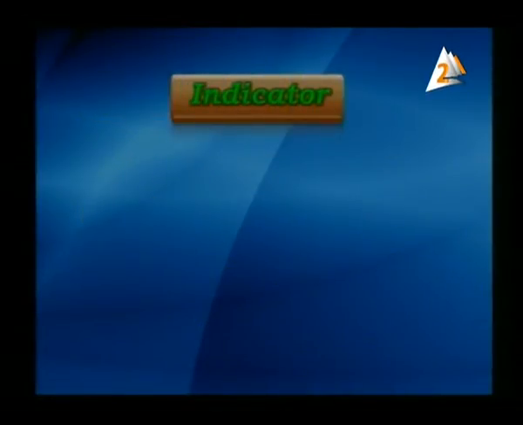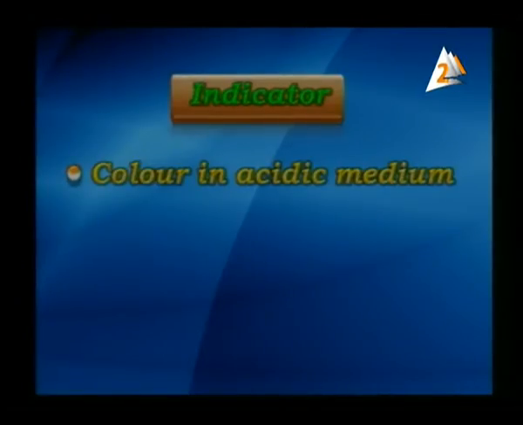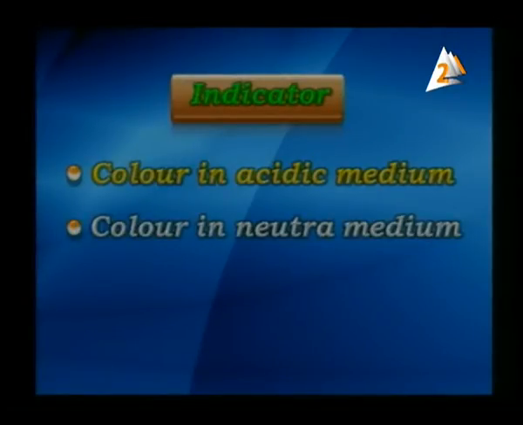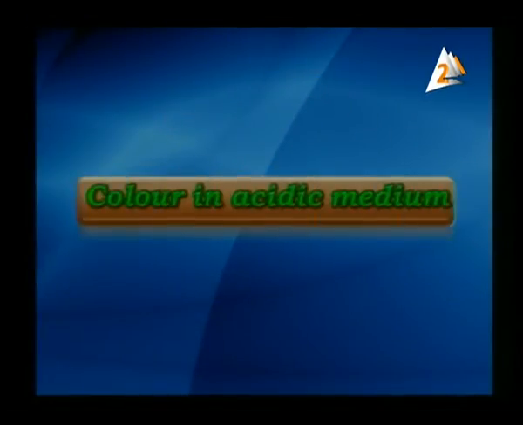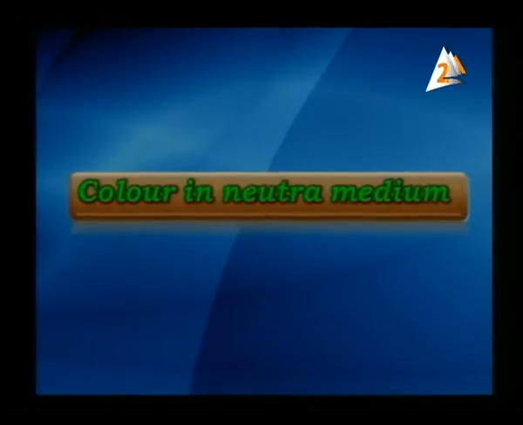Now, what about the indicator? When we say this word, you must know directly the color in acidic medium. Not only this, I think we have another one. Yes, we have the color in neutral medium. I think not only this, also we have the color in basic medium. Here we have the color in neutral medium, the color of acidic medium, and another one, the color of the basic medium. Where are all of them, do you think?